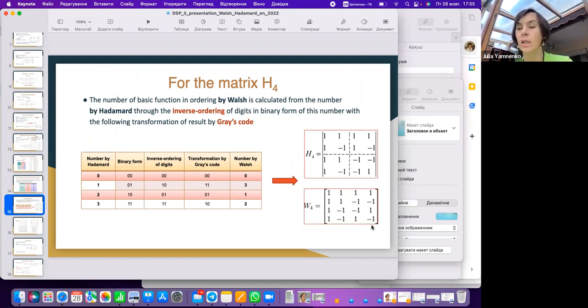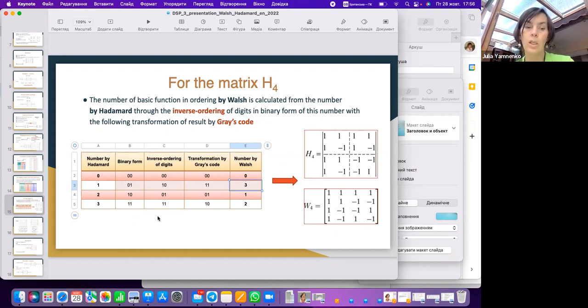Dimensions of this matrix will be the same, 4 by 4, but the rows will be mixed in comparison with the Hadamard matrix. So here there are these 2 matrices, and you can compare them with each other. You can see that the first row remains the same, and so does the last. Here it was the second row, 1 minus 1, 1 minus 1. It was the row with the number 1 in the Hadamard matrix, but it became the row with the number 3 in the Walsh matrix, and number 3 is the last. And also all other rows are mixed in such a way according to this rule.